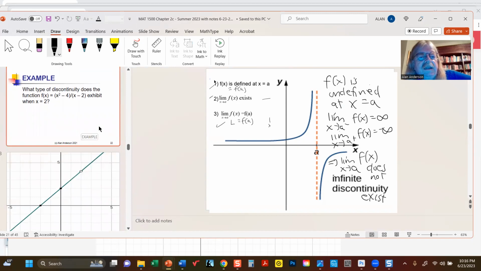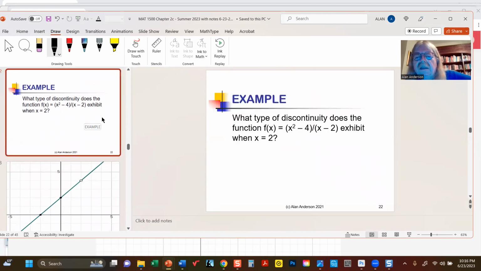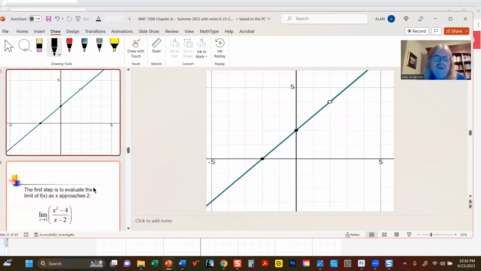All right. So here's a function. Let me show it to you on the next slide. What type of discontinuity does it represent when x equals 2? All right, now remember, this is the one that we called earlier the so-called removable.